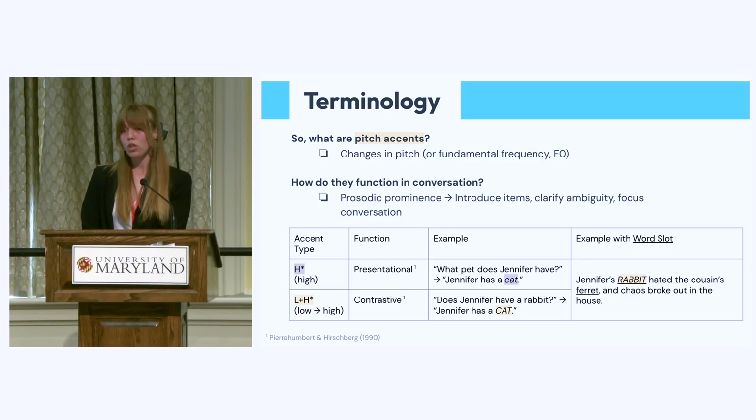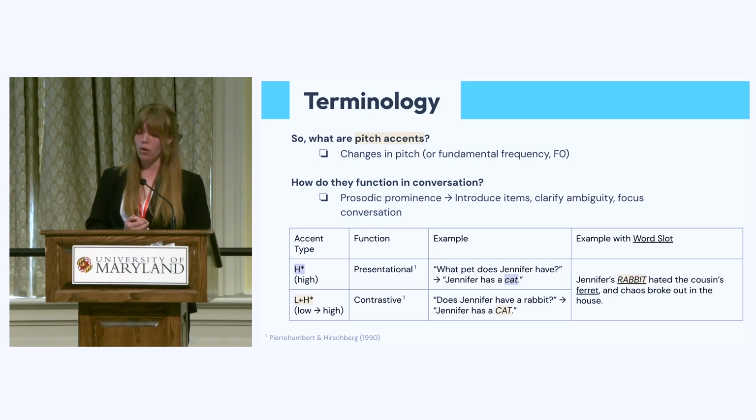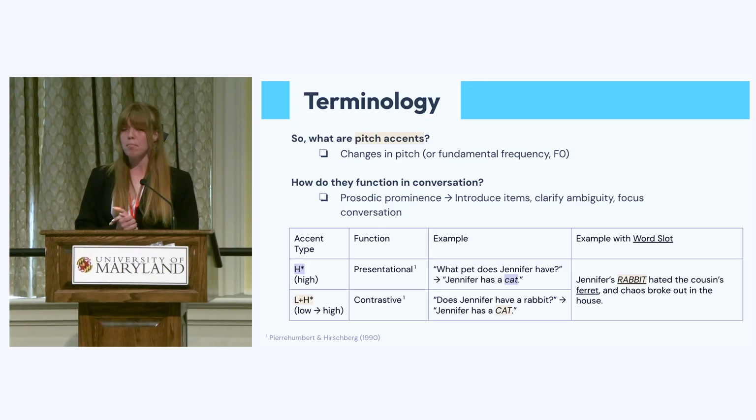Then the continuation section of that narrative might be, Jennifer's rabbit hated the cousin's ferret, and chaos broke out in the house. So here we'd be choosing a word from each of the contrastive pairs to fit into word slots, is what we're calling them, of the continuation. And so we'd be placing a contrastive pitch accent on one of them. Placing a contrastive pitch accent on rabbit is intended to provide the most prominent contrastive distinction between rabbit and cat versus any distinctions between the non-contrastively accented ferret and bird.